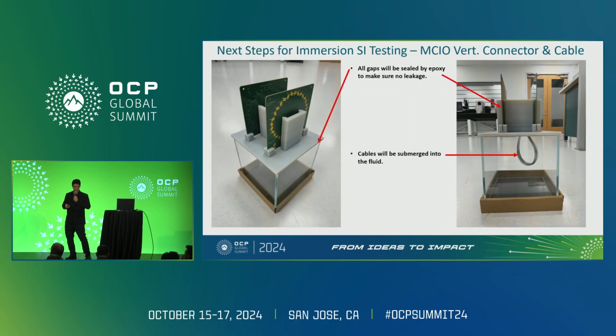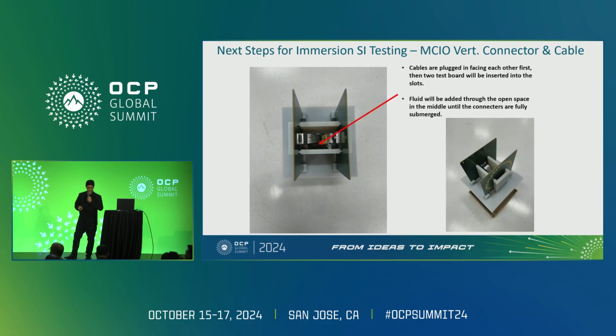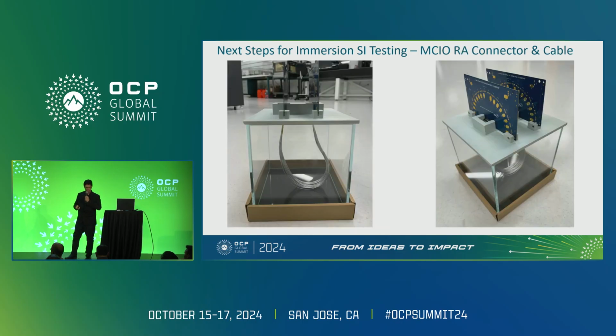Likewise, we're working on MCIO. This is next steps. We're looking to do an MCIO vertical connector. Here's a top view. You could see the trough where we put the fluid in. And then likewise for the MCIO right angle connector. So these are connector fixtures you can design for any form factor so that you don't have to lock yourself in and can just change your MCB. So these are 4 form factors already.